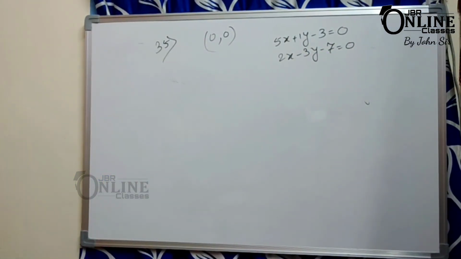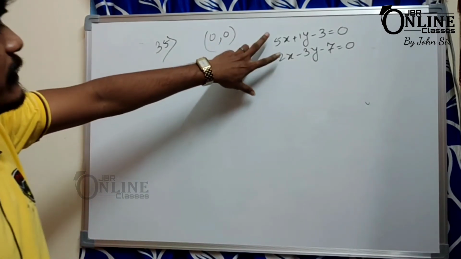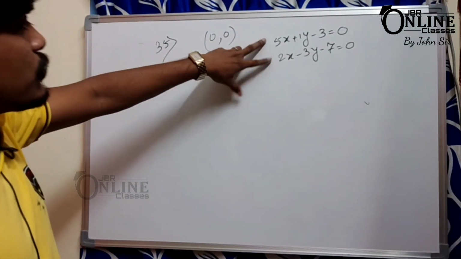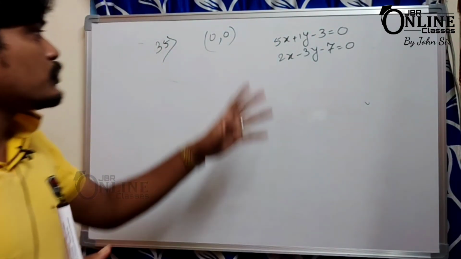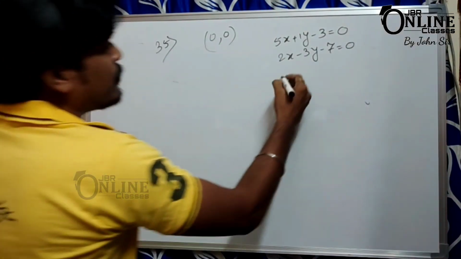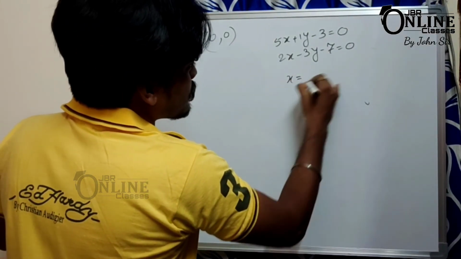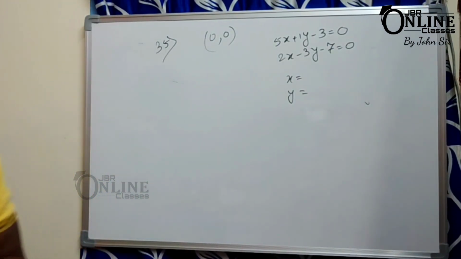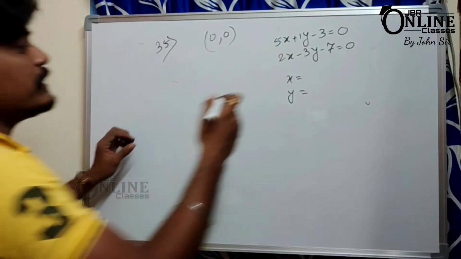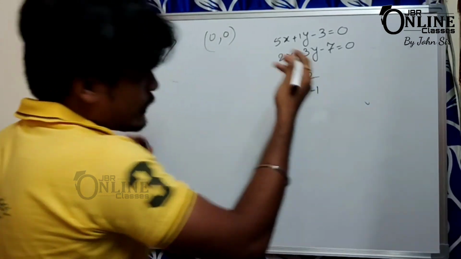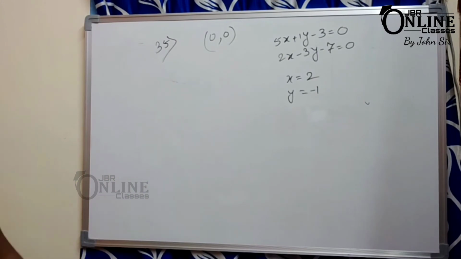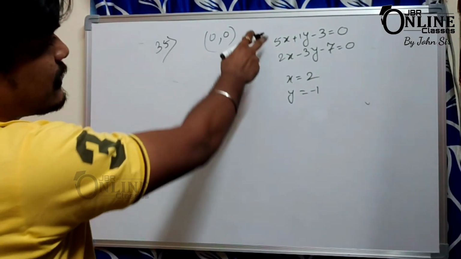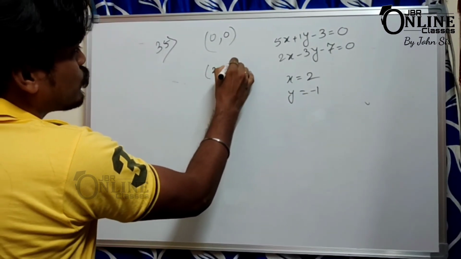Now you have to find the point of intersection of these two lines. You can easily solve this problem with the help of simultaneous linear equations. By the substitution method you can easily find the values of x and y. You can apply any method, elimination or cross multiplication, any one. Here you will get x equals 2 and y equals minus 1. So the point of intersection of these two straight lines has coordinates 2, minus 1.